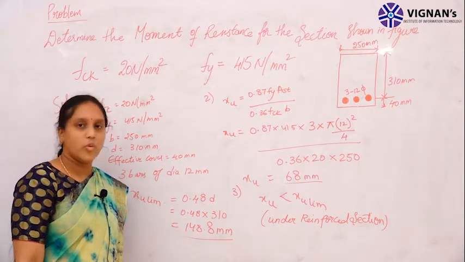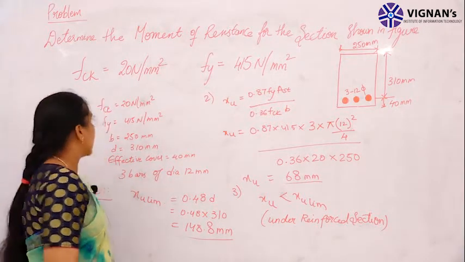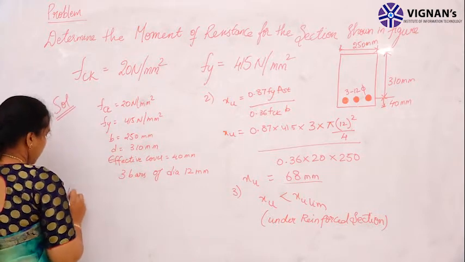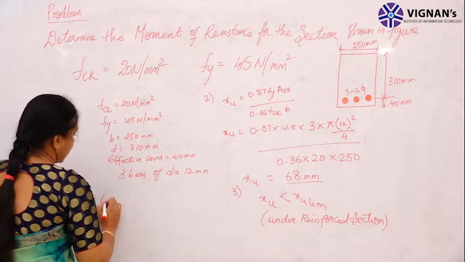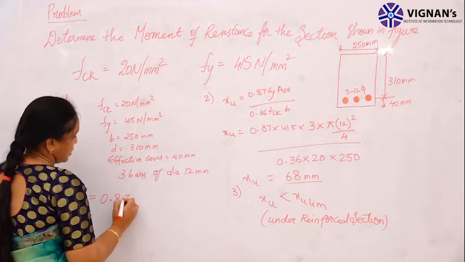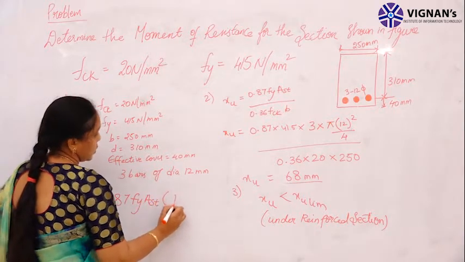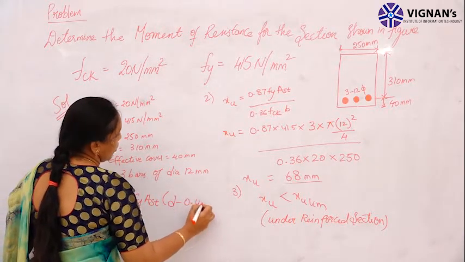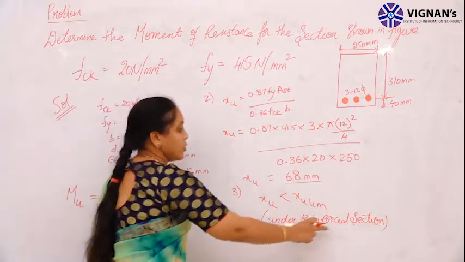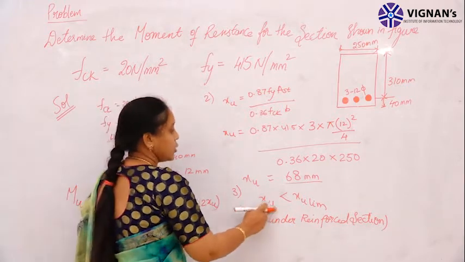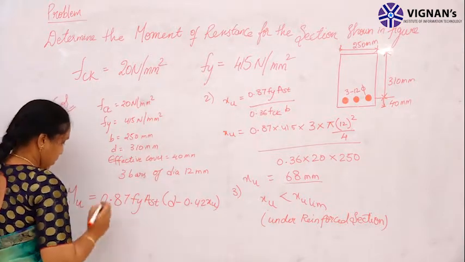As it is an under reinforced section, the moment of resistance is governed by steel. So, the moment of resistance Mu is calculated by using the equation 0.87 fy into Ast into d minus 0.42 xu. As it is an under reinforced section, what shall we use here? We will use the xu value only. The xu value only shall be used.